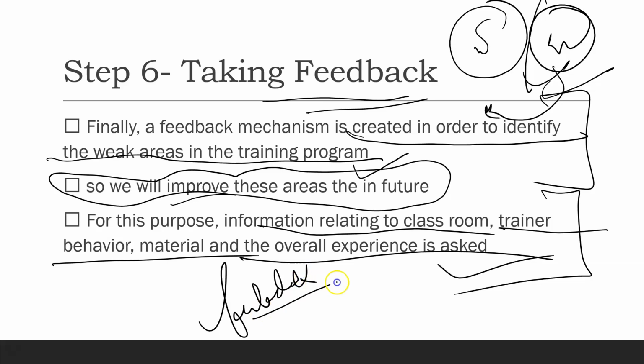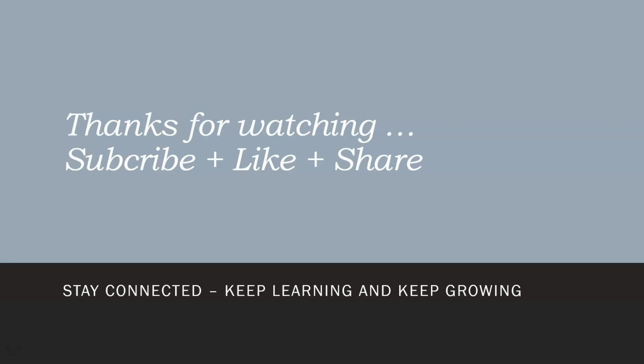You can design a feedback survey, and you can take feedback from the people based on trainer behavior, their knowledge, their experience and overall experience, classroom environment, the material used in the training program. You can assess each and everything that was used in the training program. So these were the 6 steps which are involved in a training program. I hope it is clear to you.